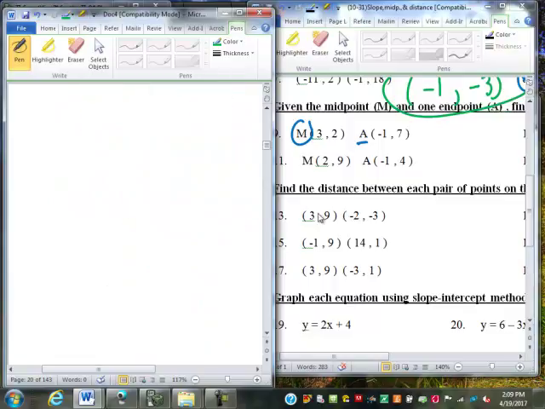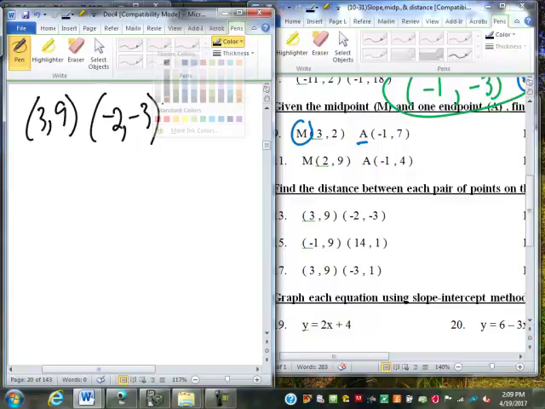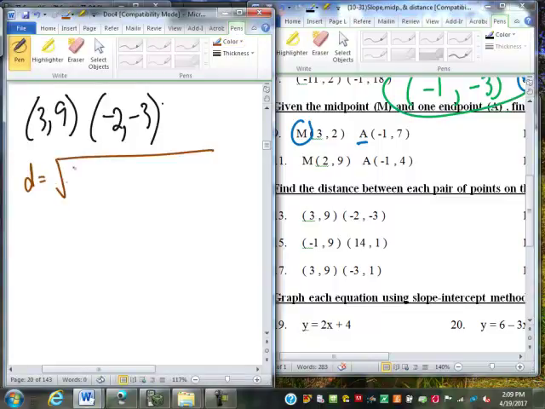Okay, then the next thing we did was we talked about the distance between points. And that's what we're looking at down here. I want to know the distance between 3, 9 and negative 2, negative 3. And if you recall that formula, the distance is basically off that Pythagorean theorem, a squared plus b squared equals c squared. It was the square root of x2 minus x1 squared plus y2 minus y1 squared.